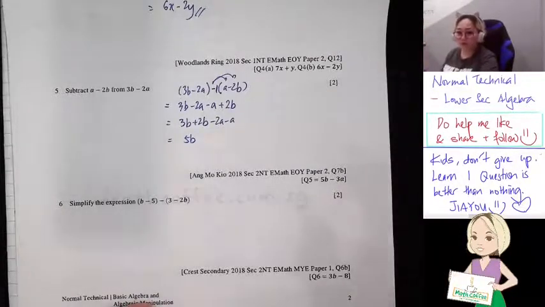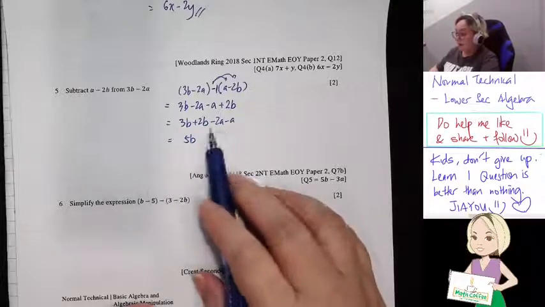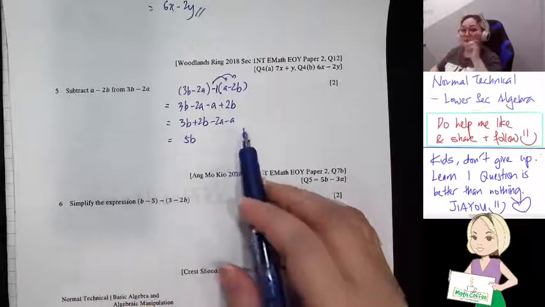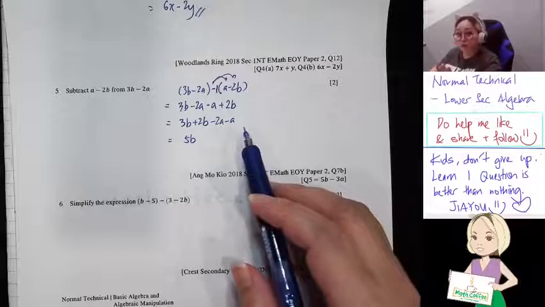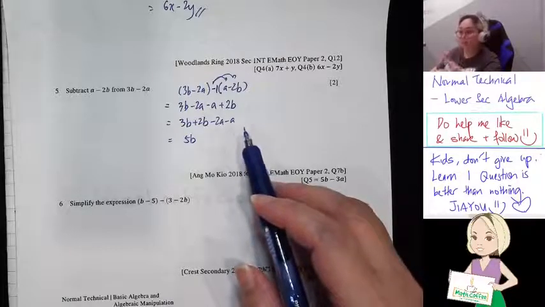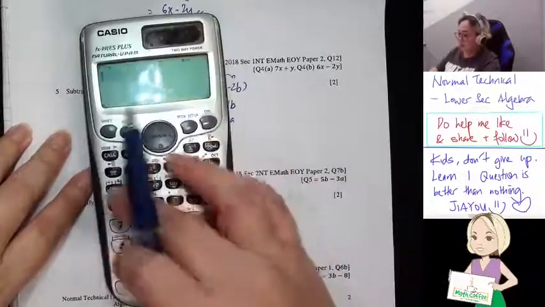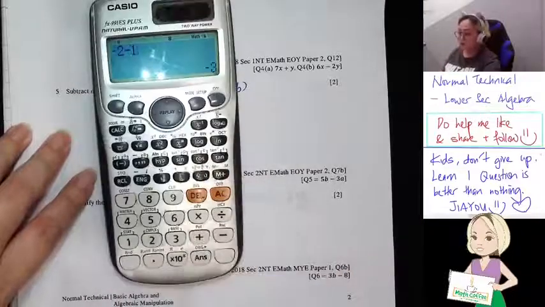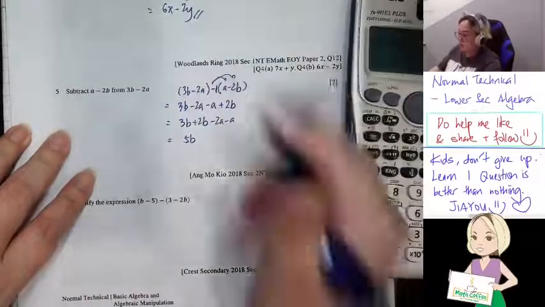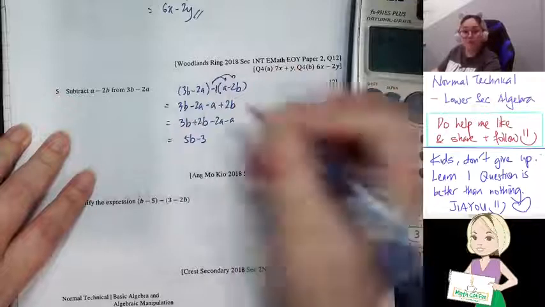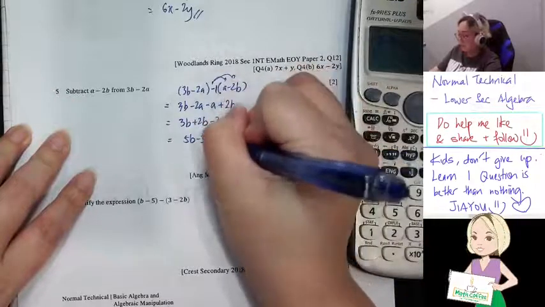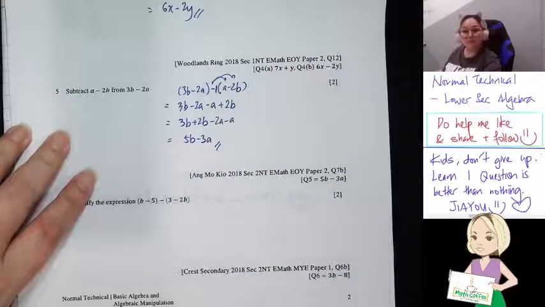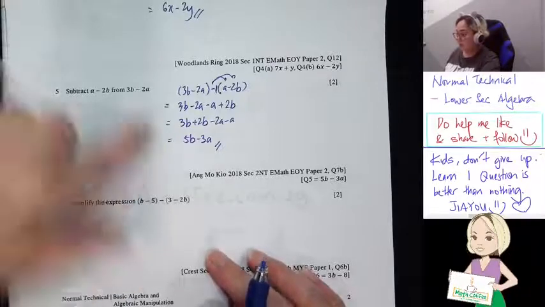Okay, so next, minus 2a minus a. You press the calculator, it's negative 2 minus 1, so the calculator will give you negative 3. So you put minus 3, but don't forget to put back the a. So this is your answer.